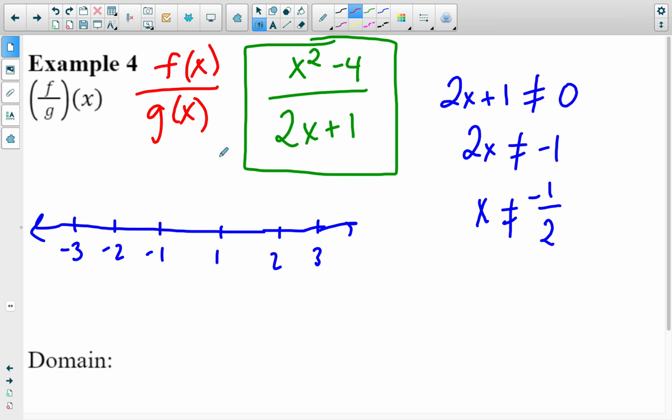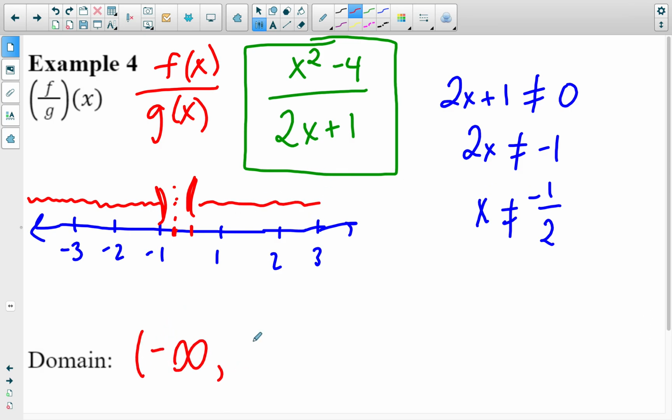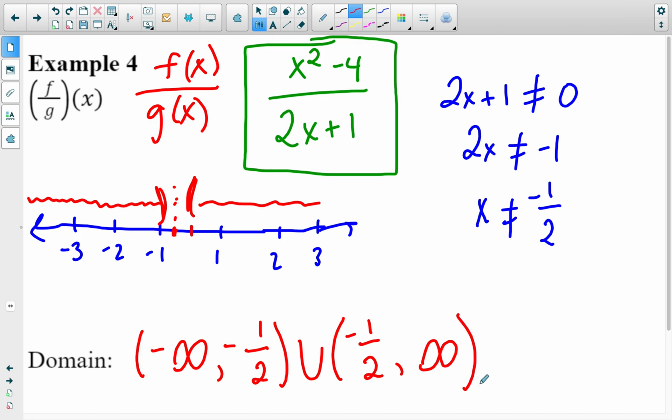So when we think about our interval, anything from negative infinity is fine. Then where does negative 1/2 fall? It falls right here. We want to remove that. And then we'll just continue on with our interval. So the way we're going to represent that is from negative infinity, comma, negative 1/2, use a parenthesis, union, so we're going to skip over that negative 1/2, union, parenthesis, negative 1/2, comma, positive infinity. So this domain is just representing x not equal to negative 1/2.